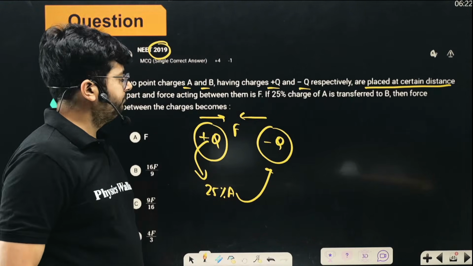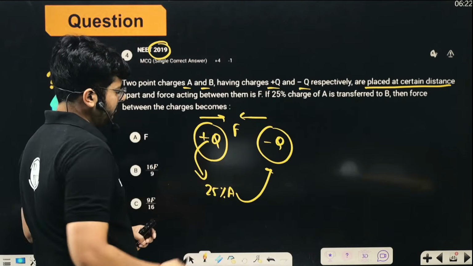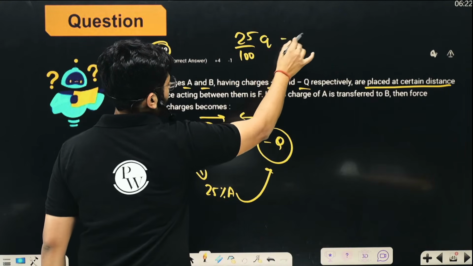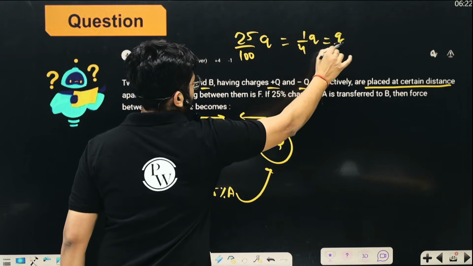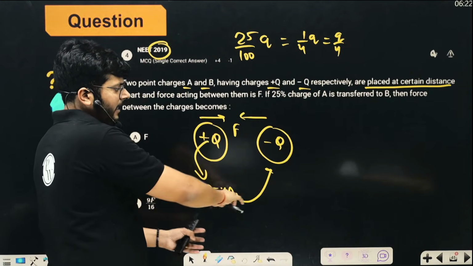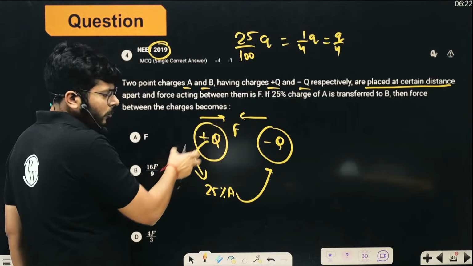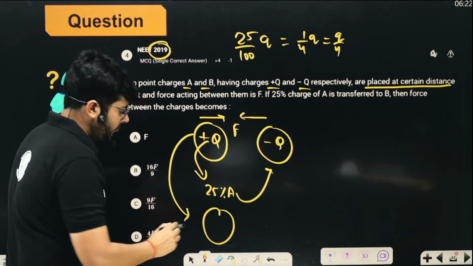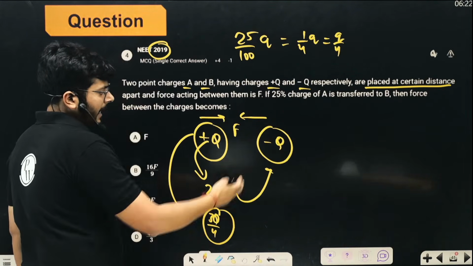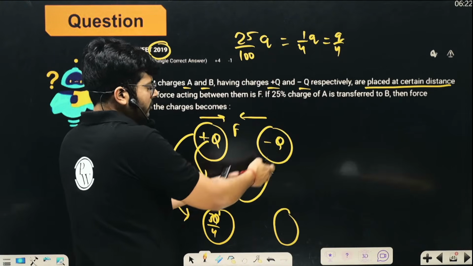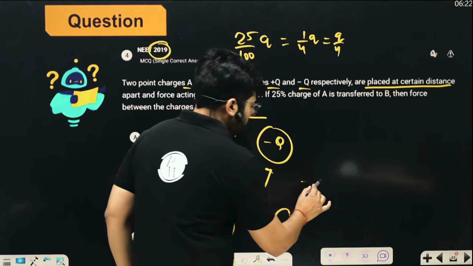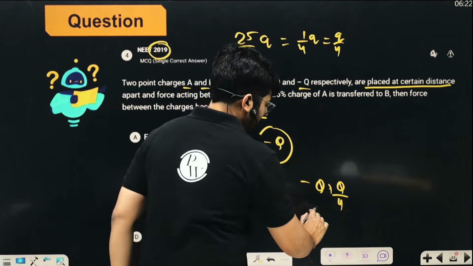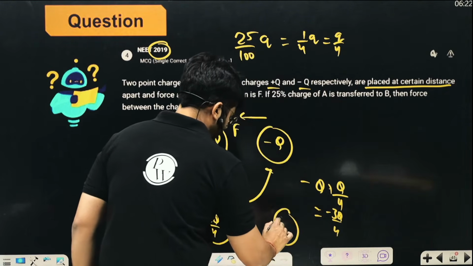So now think about it. 25% is 25 by 100 into Q, which is 1/4 of Q, or Q by 4 simply. So you are taking Q by 4 from here and you are adding it on this side. When you remove Q by 4, what is left is Q minus Q by 4, which is 3Q by 4. And Q by 4 is transferred to the second body, so minus Q plus Q by 4 is minus 3Q by 4.